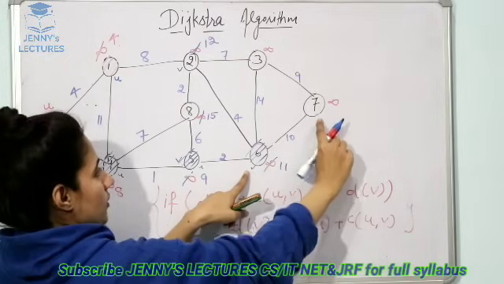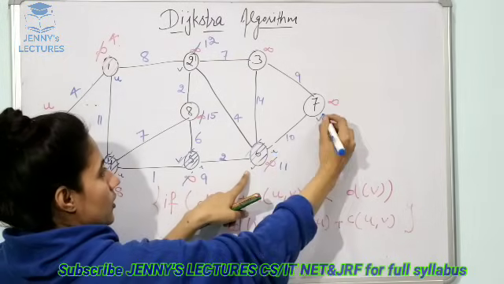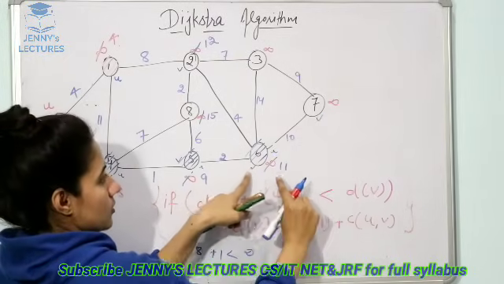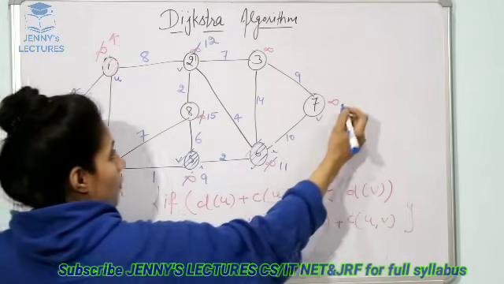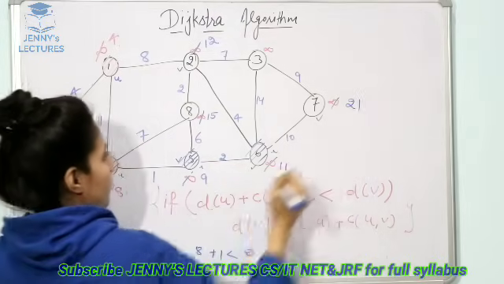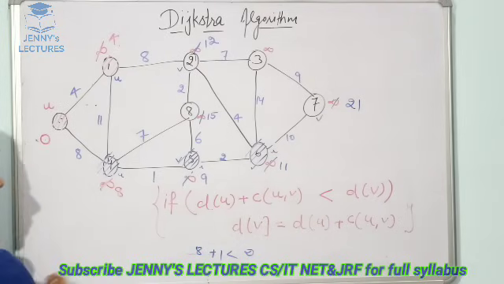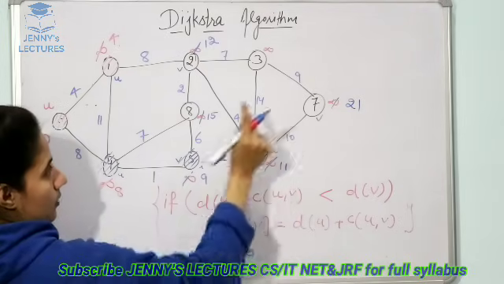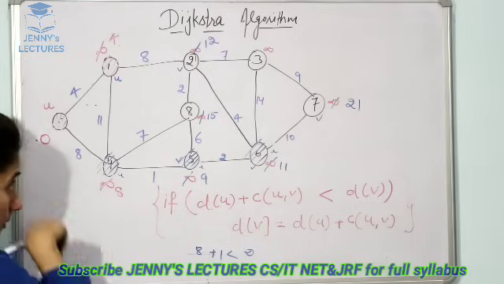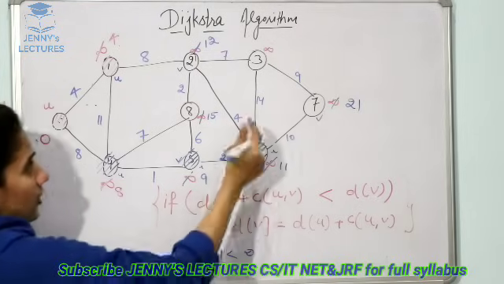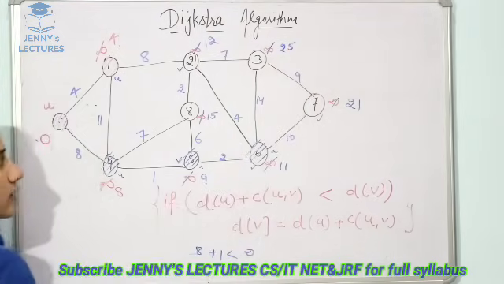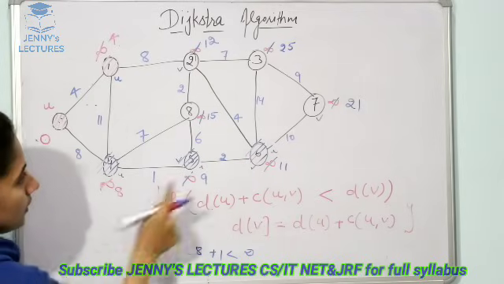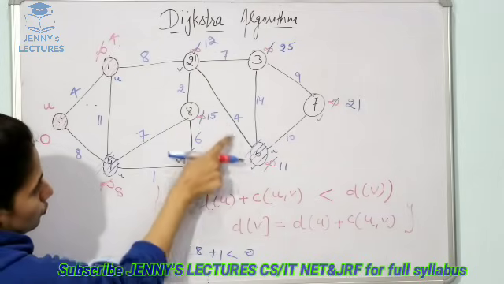From 6 to 7, now this one is u and this one is v. Find out this distance. Distance of u is 11 plus 10, that is 21. 21 is less than infinity, we will update this. Okay, this one is 21. 11 plus 14, that is 25. 25 is less than infinity, we will update this. That is 25. Okay.